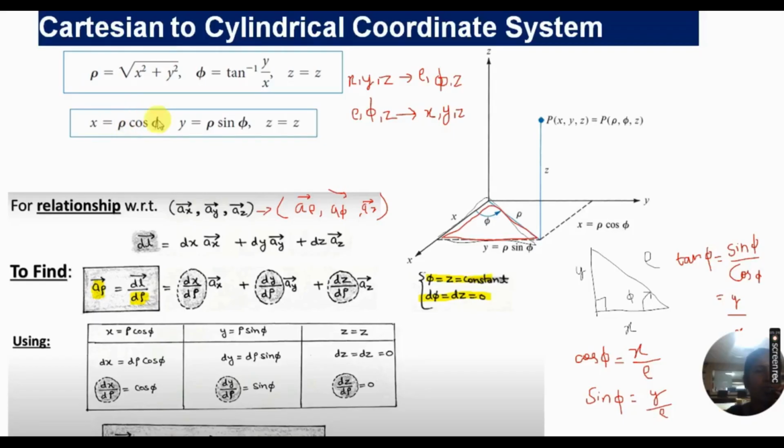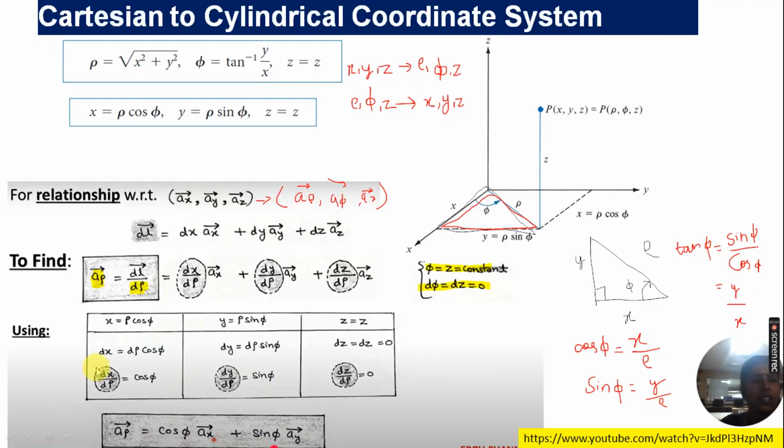Cos phi will be there, as the rho gets differentiated to 1. Whereas if I differentiate the y expression with respect to rho, I will get sin phi only. Similarly, for the differentiation of the z component, there is no rho component, right? Substituting the differentiation values that we got here, we will get a rho cap is equal to, instead of dx by d rho, cos phi ax cap plus, for this term, sin phi ay cap. Since the z component is 0, we are neglecting it.